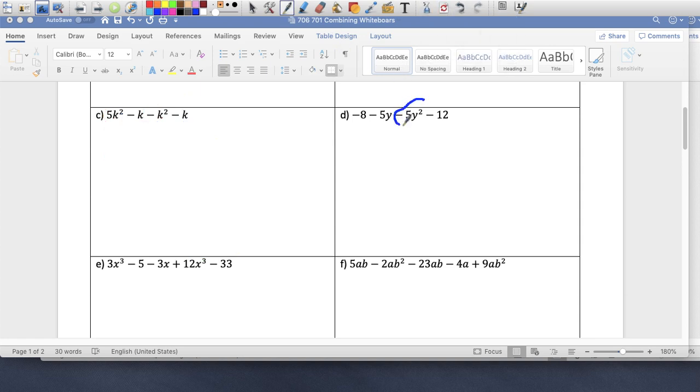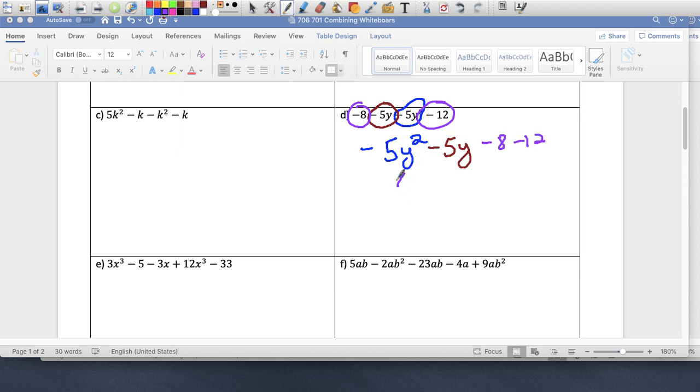I'm going to circle this guy, 5y squared. Then I'm going to circle just a y. And then I'm going to circle the numbers, a different color. So I'm going to put them in order. -5y squared. In red is -5y. And then in purple, I'm going -8, -12.